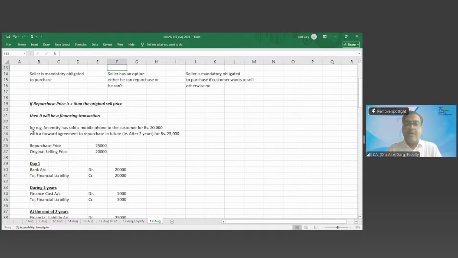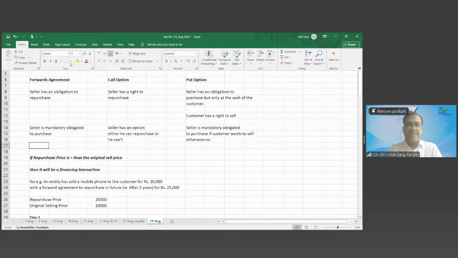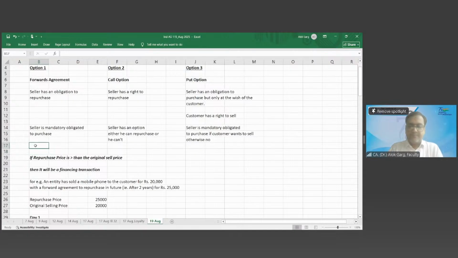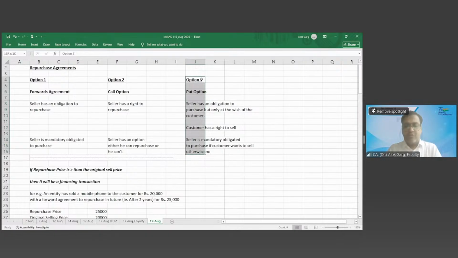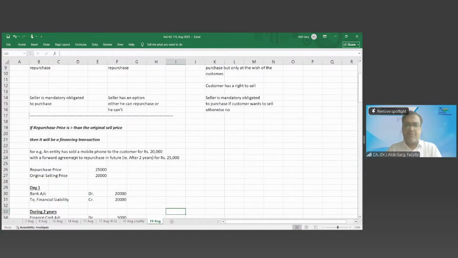Have you understood the accounting in case of forward agreement and call option, right? The same accounting will happen in case of call option also. So what I'm telling you is the accounting in the books of the seller, in case of forward agreement and in case of call option. If repurchase price is greater than original selling price, then you have to account for this as a financing transaction. Okay, is that clear?